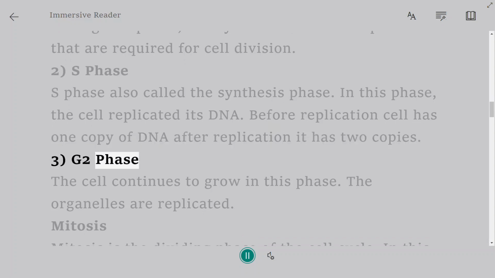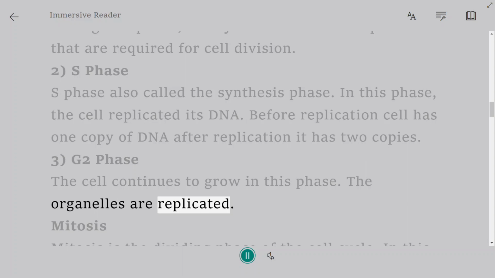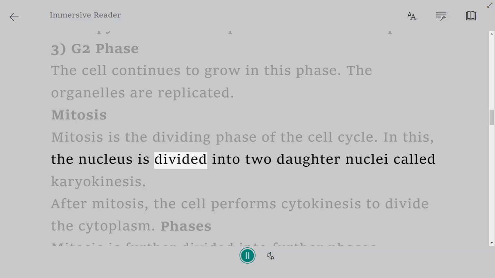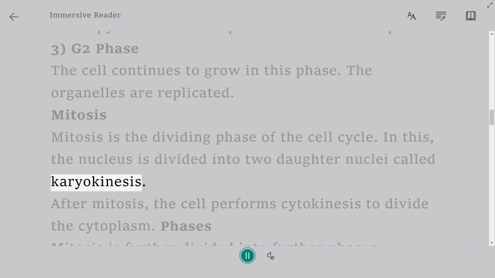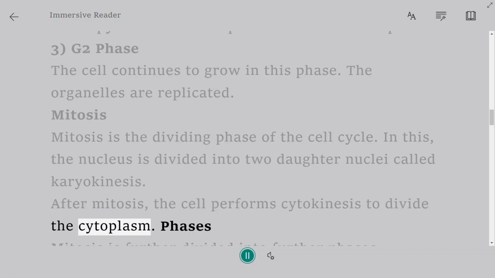3. G2 phase. The cell continues to grow in this phase. The organelles are replicated. Mitosis. Mitosis is the dividing phase of the cell cycle. In this, the nucleus is divided into 2 daughter nuclei, called karyokinesis. After mitosis, the cell performs cytokinesis to divide the cytoplasm.